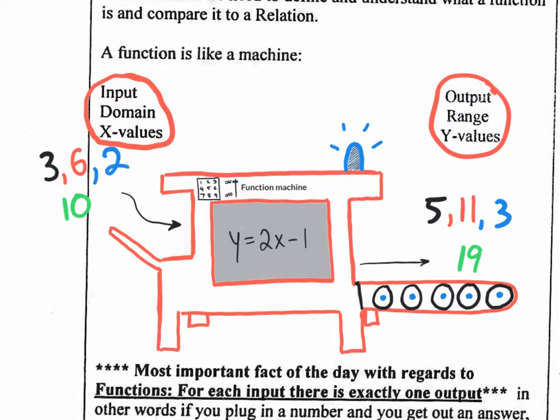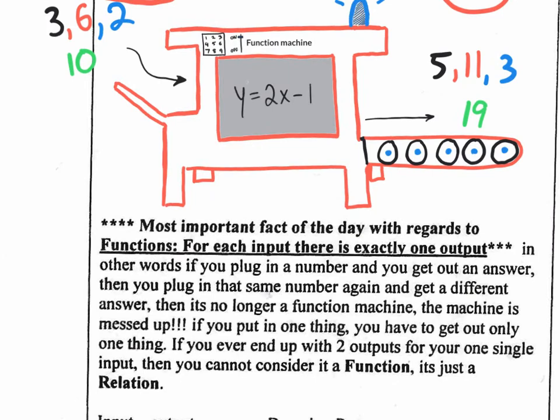Now, the most important fact of the day is with regards to functions. For each input, there's exactly one output. In other words, if you plug in a number and you get out an answer, then you plug in that same number again and get out a different answer, then it's no longer a function machine. The machine's messed up. If you put in one thing, you have to get out only one thing. If you ever end up with 2 outputs for your one single input, then you cannot consider it a function. It's just a relation.